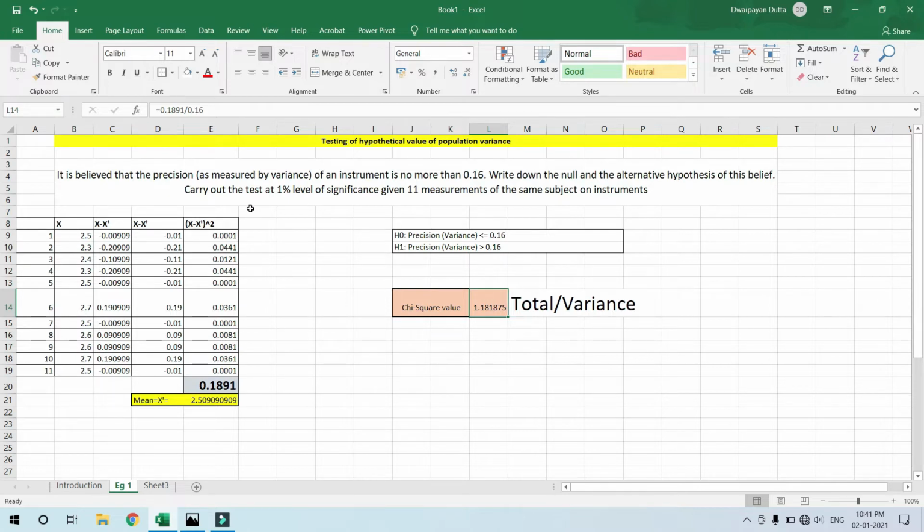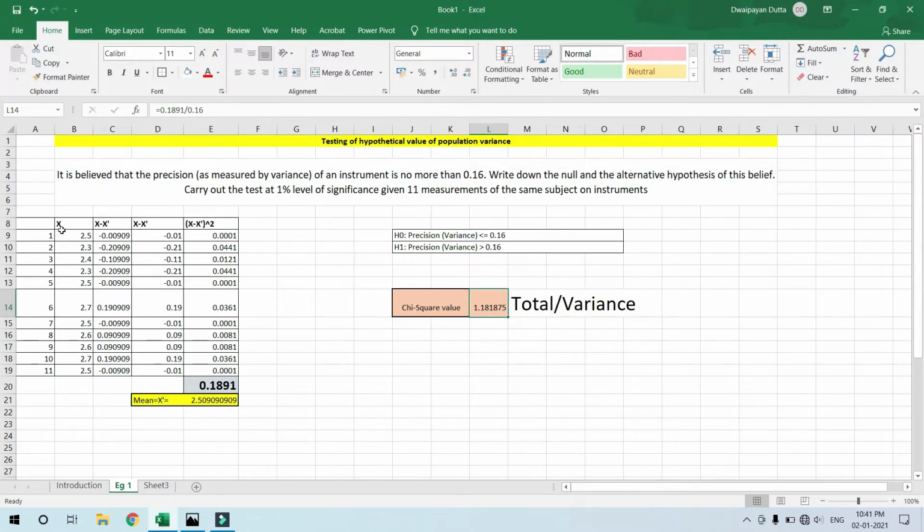Now we are given this question: it is believed that the precision of an instrument is not more than 0.16. The precision is usually measured by the variance, so it is a test of variance. We are asked to write down the null hypothesis and the alternate hypothesis of the belief, and to carry out the test at the 1% level of significance. We are given these 11 measurements.